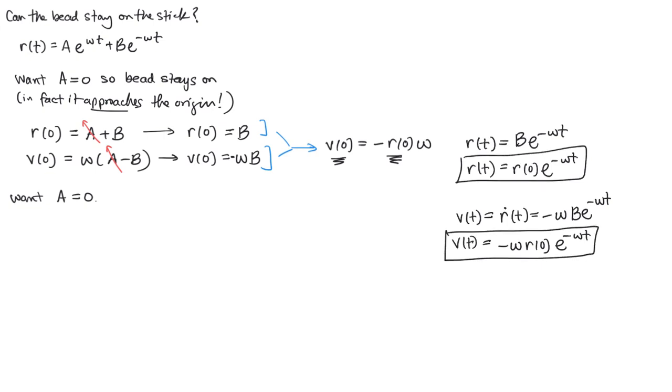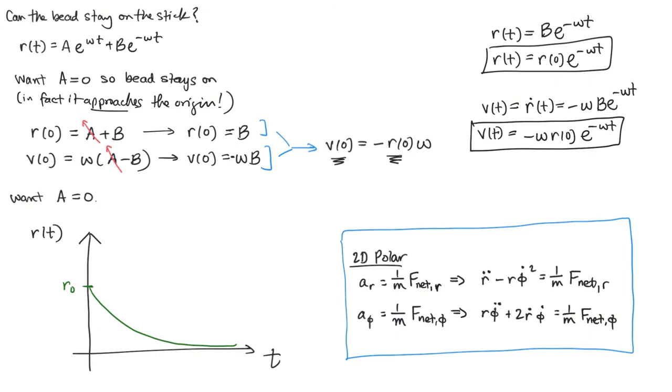So what this is saying is that the position is getting smaller and smaller with time, but so too is the velocity. We can make a plot of this case, time and r of t, and this time we only have one function: we start at some position r naught and we decay towards the origin. So the bead will always approach the origin, it will never leave the stick.